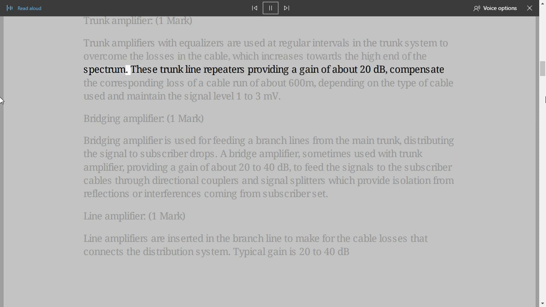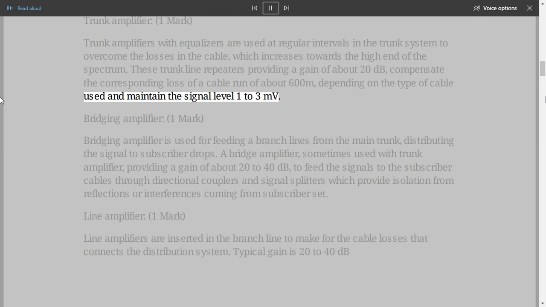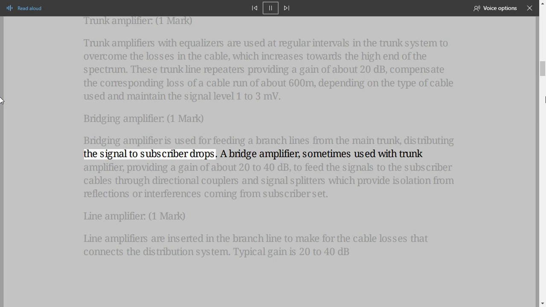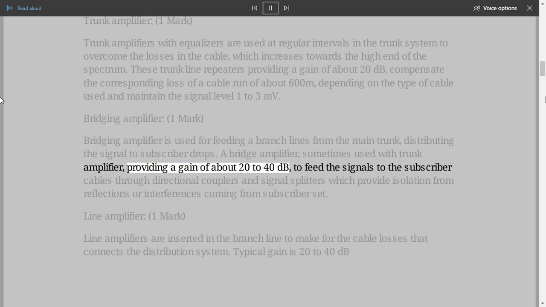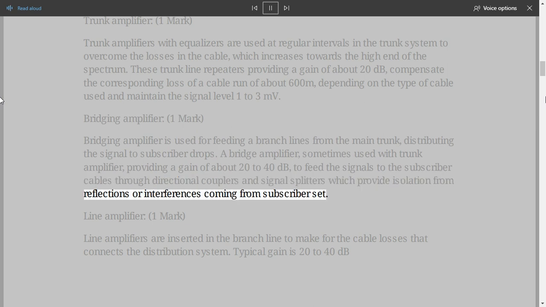These trunk line repeaters, providing gain of about 20 dB, compensate the corresponding loss of cable run of about 600 m, depending on the type of cable used and maintained. The signal level is 1 to 3 mV. Bridging amplifier, 1 mark. Bridging amplifier is used for feeding the branch lines from the main trunk, distributing the signal to subscriber drops. It is sometimes associated with trunk amplifier, providing gain of about 20 to 40 dB, to feed the signals to subscriber cables through directional couplers and signal splitters which provide isolation from reflections or interferences coming from subscriber set.